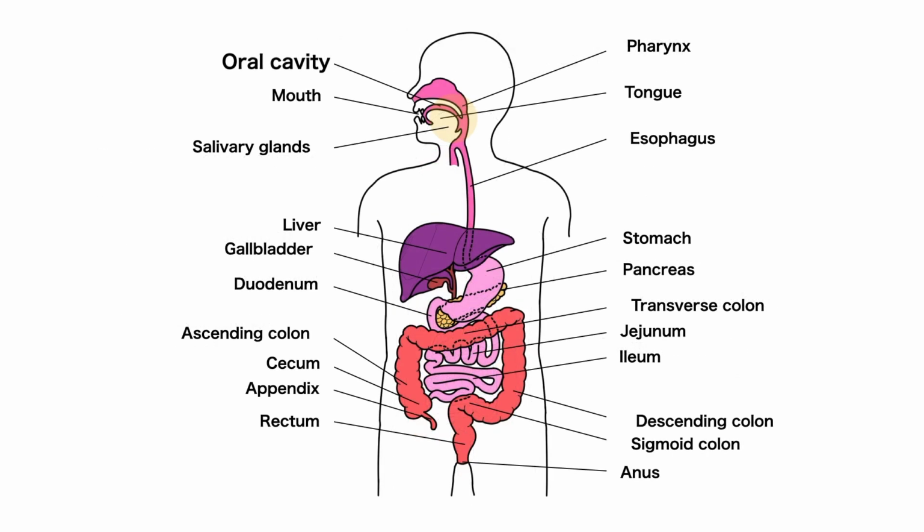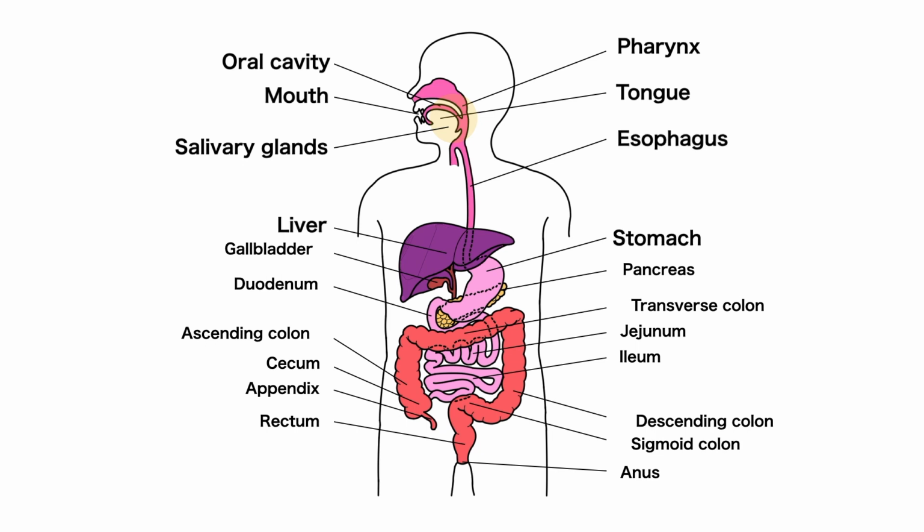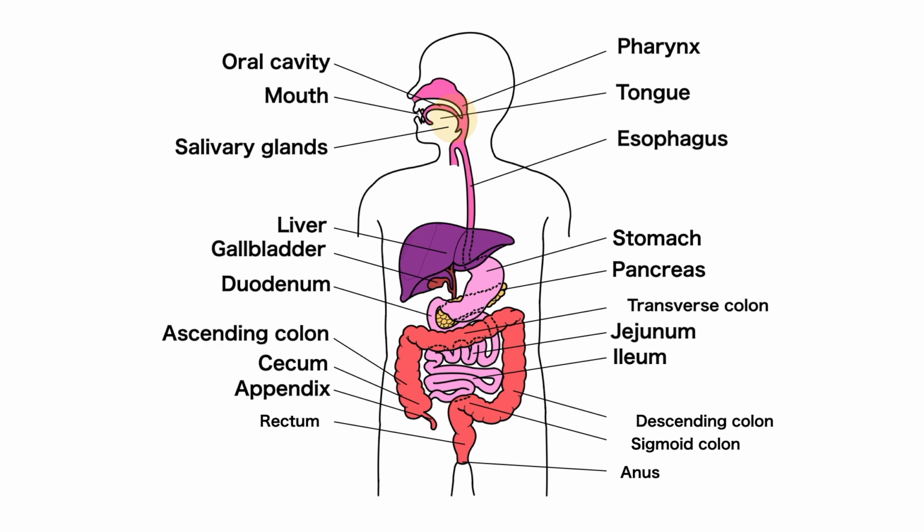Oral cavity, mouth, salivary glands, pharynx, tongue, esophagus, stomach, liver, gallbladder, pancreas, duodenum, jejunum, ileum, cecum, appendix, ascending colon, transverse colon, descending colon, sigmoid colon, rectum, anus.